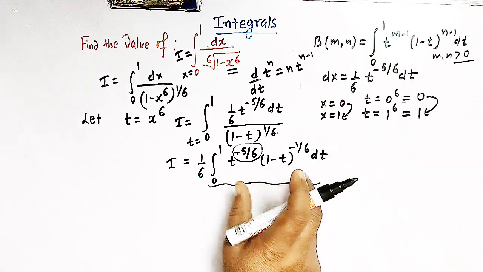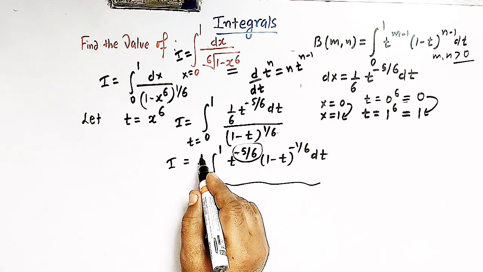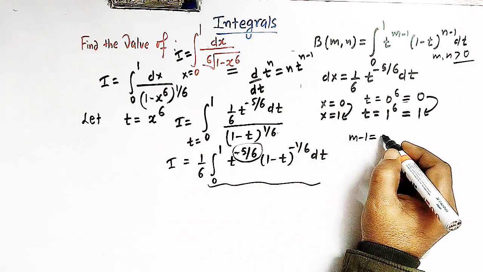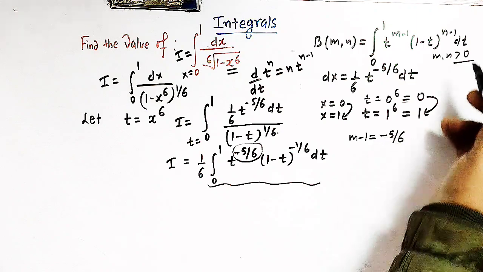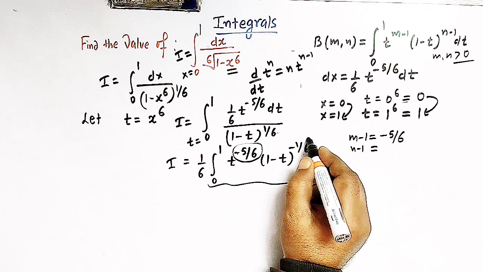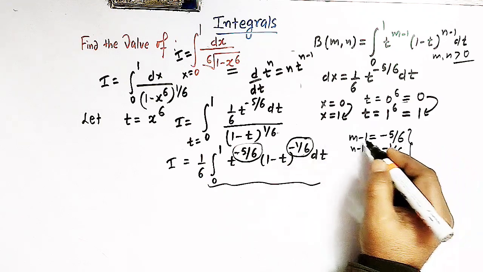So we can compare this integral with this one. Here we have an additional factor 1 over 6. So now m minus 1 can be written as minus 5 over 6, and n minus 1 can be written as minus 1 over 6. So let us solve these two equations.